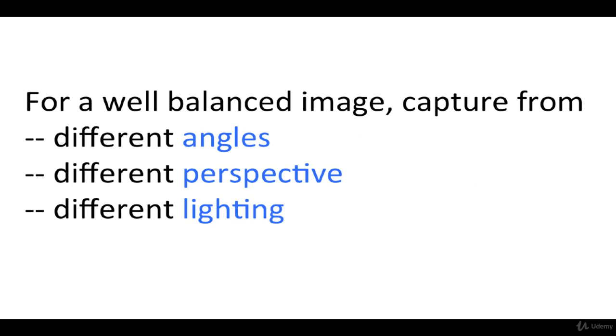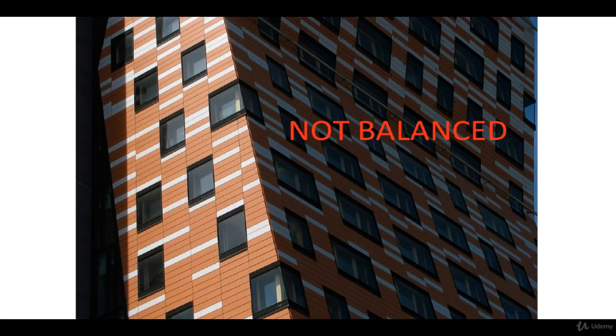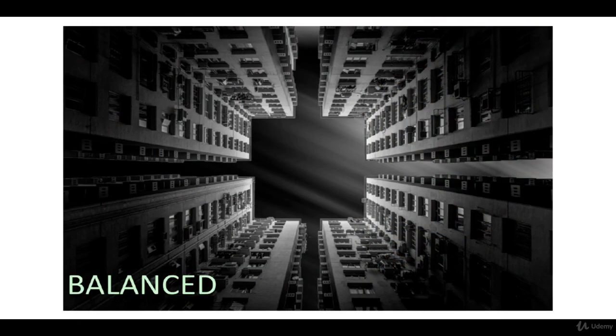To capture a well-balanced image, we need to shoot from different angles, different perspectives, and different lighting. Here, an example of an image is shown which is not balanced, and another example is shown which is balanced. This shot was taken with a balanced composition.